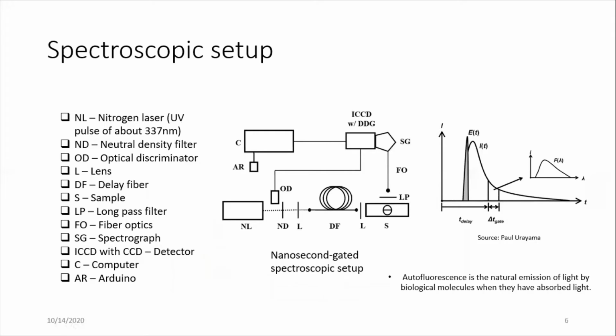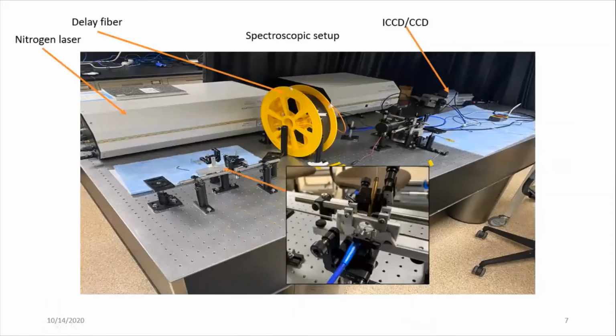The spectroscopic setup looks something like this. We have a nitrogen discharge laser that can emit an ultraviolet pulse of about 337 nanometers, which excites our sample. We excite our sample with this excitation pulse, and in response, our sample emits back an emission pulse. We take a slice of time in that emission pulse, which gives us the spectrum, and this spectrum is then sent to the computer. This process is also known as autofluorescence, the natural emission of light by biological molecules when they have absorbed light. In reality, our optical setup looks something like this.